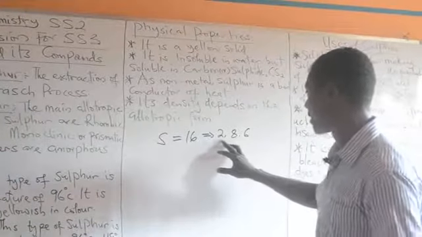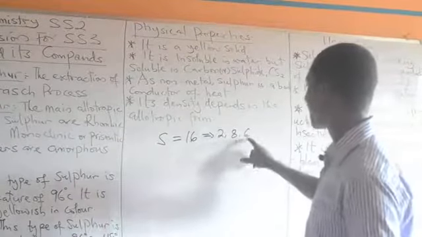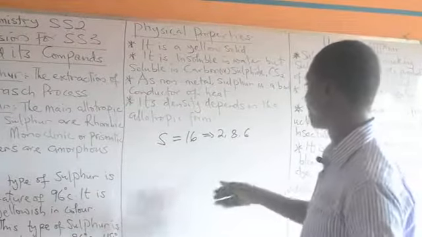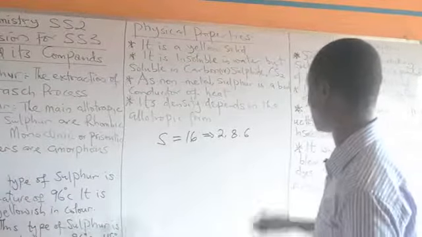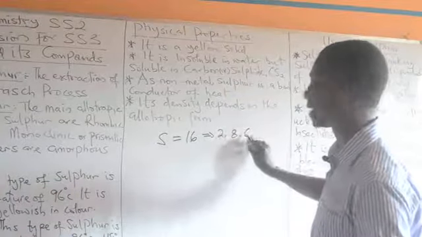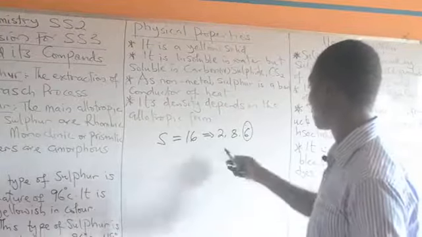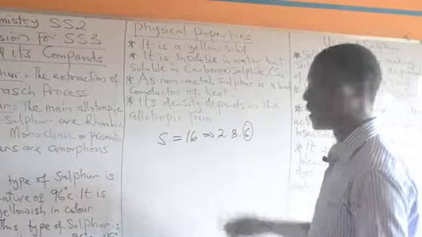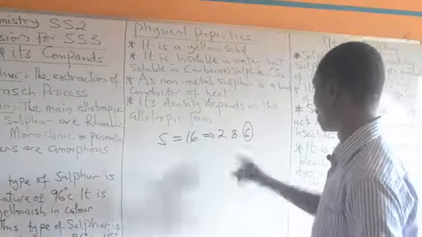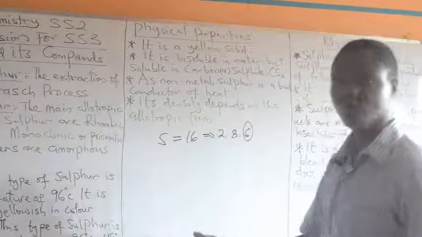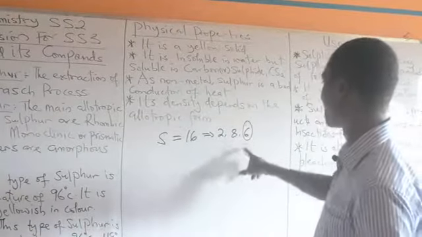So sulfur has 2, 8, 6. Now, the valence electrons at the atomic shell tell you the group a particular element belongs to. Because sulfur has 6 valence electrons, it belongs to Group 6. How many shells do we have here? 1, 2, 3. It means that sulfur belongs to Period 3. So the number of shells denotes the period the particular element belongs to. So Group 6 and Period 3.